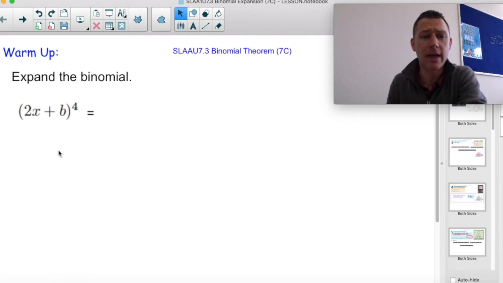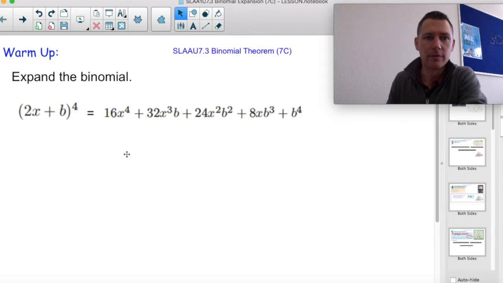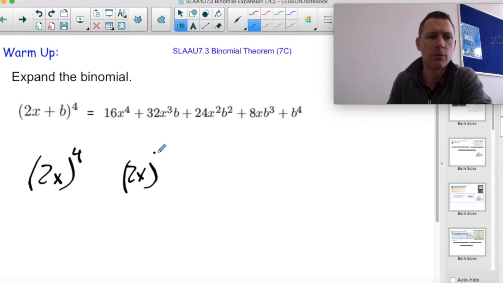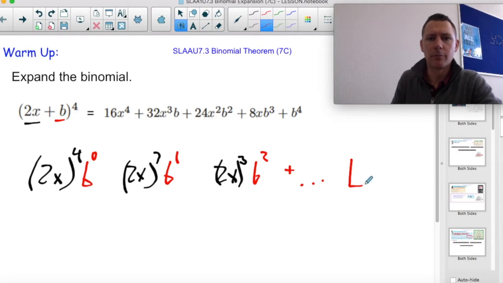Give me an expansion of that. Pause me until you got it. All right, so your expansion should look like that. Your 2x starts at the fourth power and then drops by 1 each time, etc. And then your b starts at 0 and then increases by 1 each time, up to the point where this is to the fourth and there's no more x.